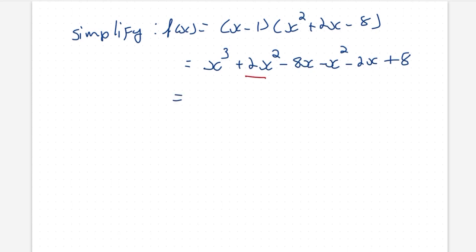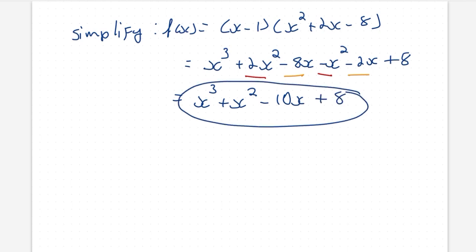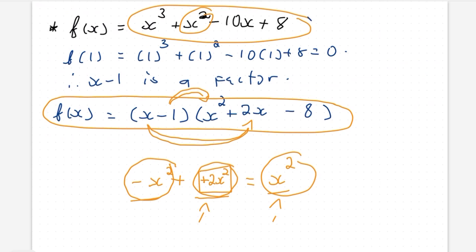Now, these two guys here are like terms. These two guys here are like terms. So we have here x cubed, then 2x squared minus x squared will be positive x squared. Negative 8x minus 2x will be negative 10x, and then we have plus 8 at the end. As you can see, we have x cubed plus x squared minus 10x plus 8, which is exactly what we have there. So focusing in on that x squared term will always lead you to factorizing correctly.